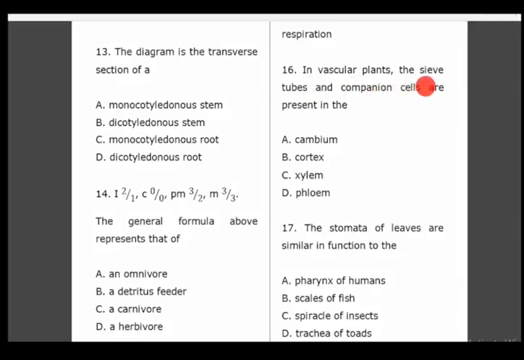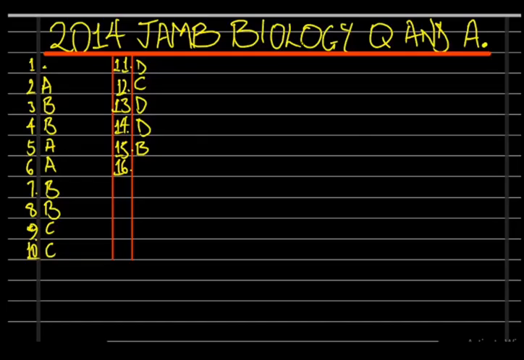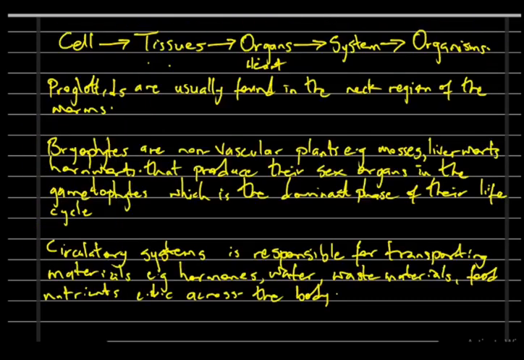In vascular plants, the sieve tubes and companion cells are present in the A. cambium, B. cortex, C. xylem, and D. phloem. When we talk about vascular plants, we are talking about plants that have vascular tissues. And vascular tissues in plants, basically there are two.